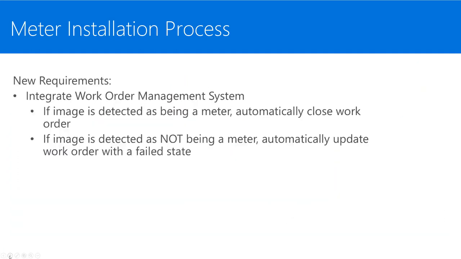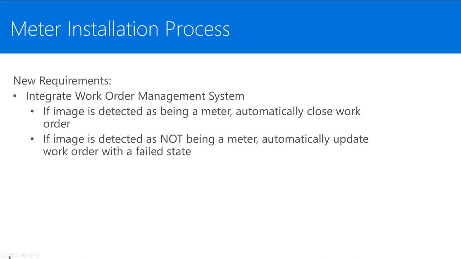So these are the new requirements. We need to be able to integrate these events into the work order management system. What we've determined is that the process is working well, in the sense that the computer vision API is able to accurately detect whether or not the photo is that of a meter. We do not want to be storing images if they're poor. For example, if the technician took a picture of their foot instead of the meter, we don't want to store that as being the actual truth.